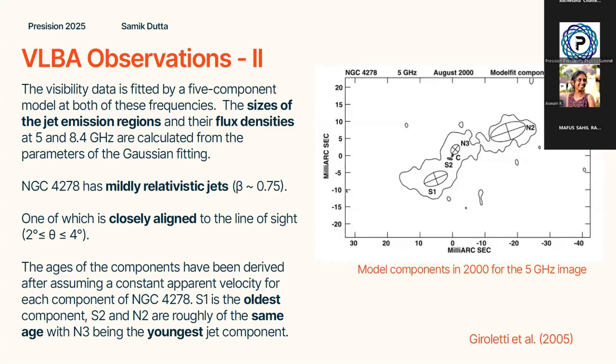And they have derived the ages of each of these components. They have also been able to identify radio-emitting components in the jets, which are S1, S2, N2, and N3, with S1 being the oldest component, around 66 years old, S2 and N2 around a similar age of around 30 years, and the N3 component around 80 years old.